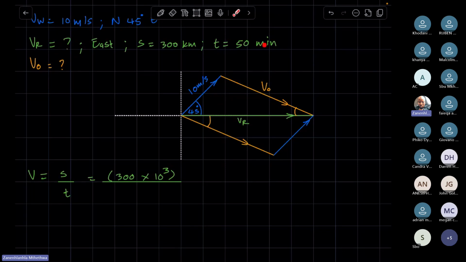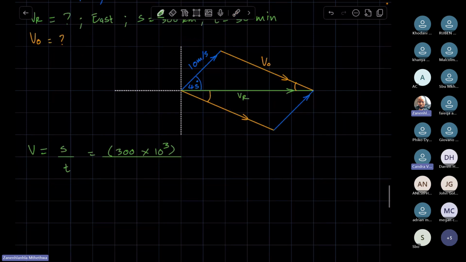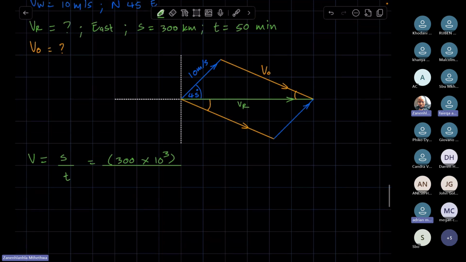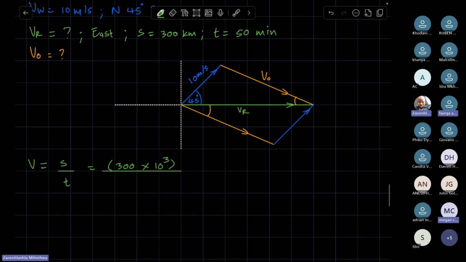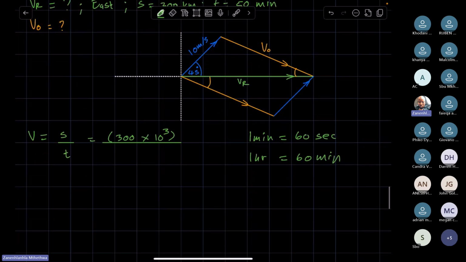Now, how do we convert from minutes to seconds? Do we divide by 3,600? No. You multiply by 60. 1 minute equals 60 seconds. 1 hour is equal to 60 minutes. 1 hour, therefore, is equal to 3,600 seconds.